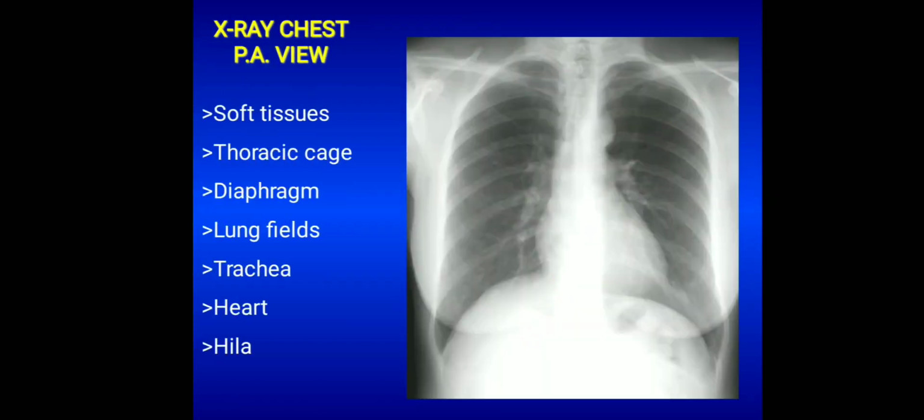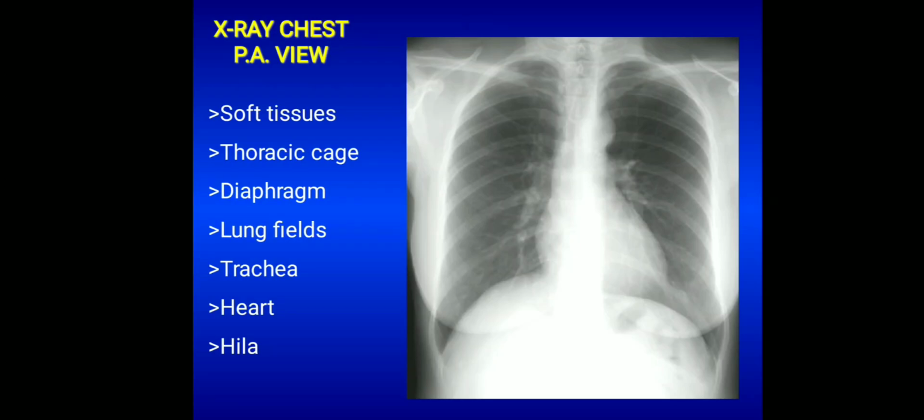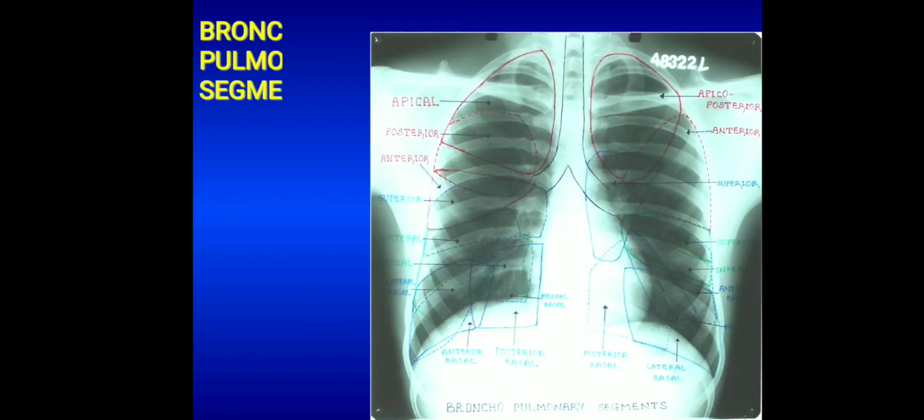So, we can here see the X-ray PA view of the chest showing the different structures from outside to inside. You have the soft tissues, the thoracic cage, the diaphragm, the lung fields, the trachea, the heart, and the hila. Then coming to bronchopulmonary segments, you have different bronchopulmonary segments in each lung, the right lung and the left lung. These bronchopulmonary segments are anatomic units and help us to delineate the pathology in a particular segment of the lungs.